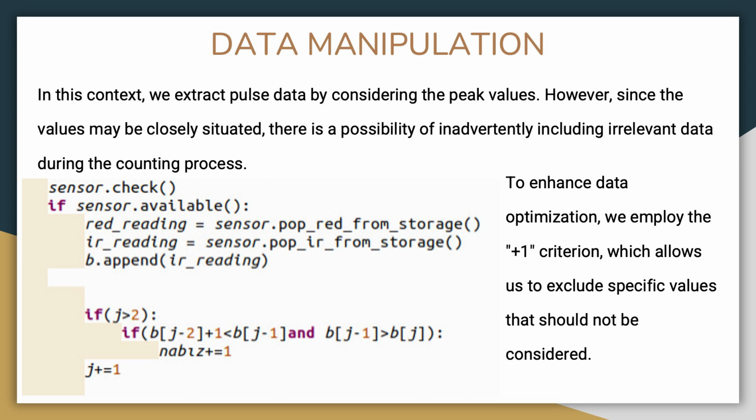This criteria serves the purpose of excluding specific values that are deemed irrelevant and should be disregarded within the counting process. By integrating the +1 criteria, we aim to augment the efficiency of our data analysis by ensuring the exclusion of superfluous data points and fostering a more accurate representation of the desired pulse data.